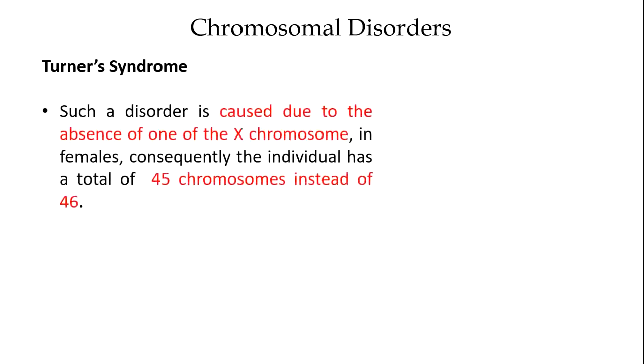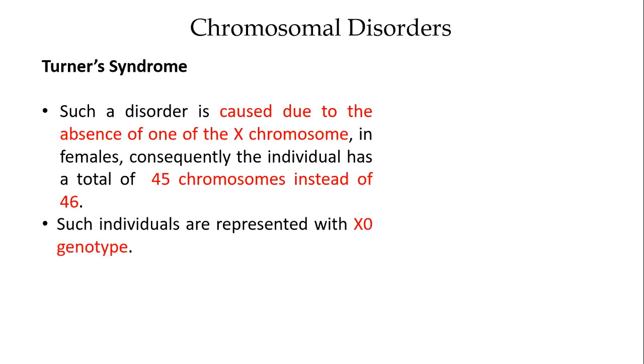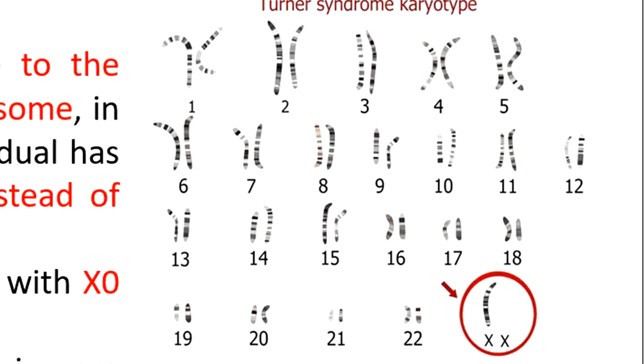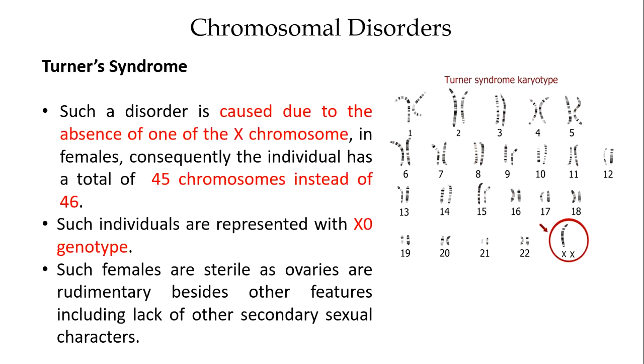Turner's syndrome. Such a disorder is caused due to the absence of one of the X chromosome in females. Consequently, the individual has a total of 45 chromosomes instead of 46. Such individuals are represented with XO genotype. Such females are sterile as ovaries are rudimentary besides other features including lack of other secondary sexual characters.